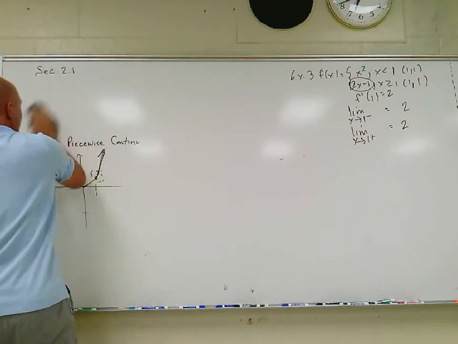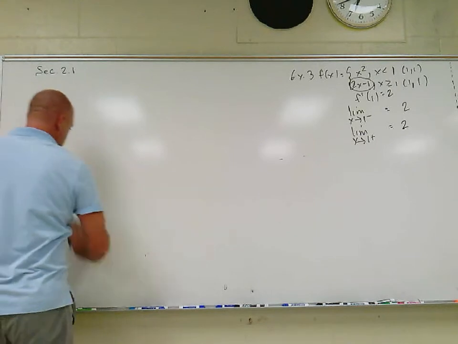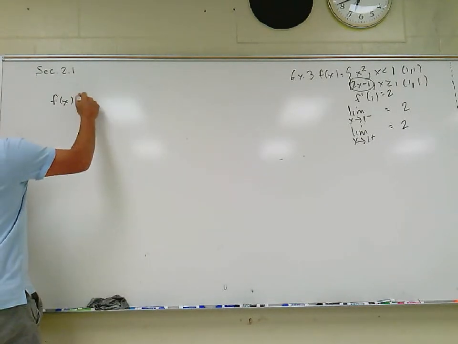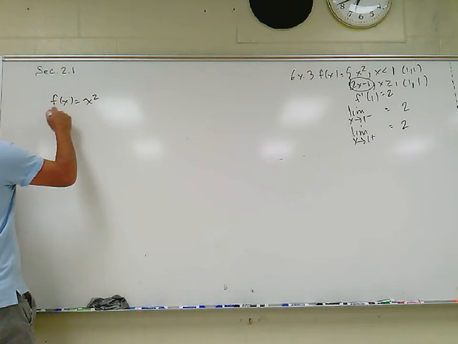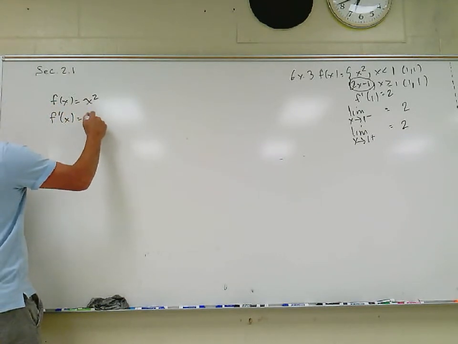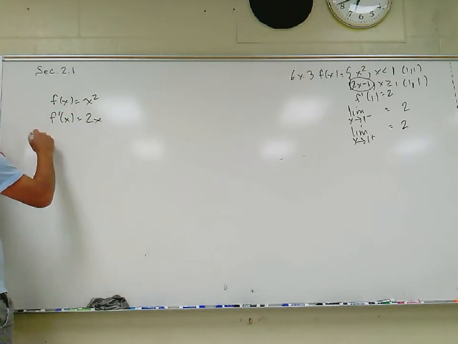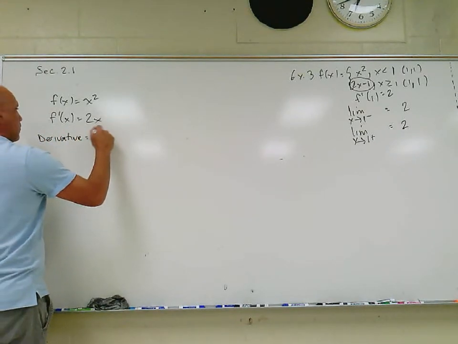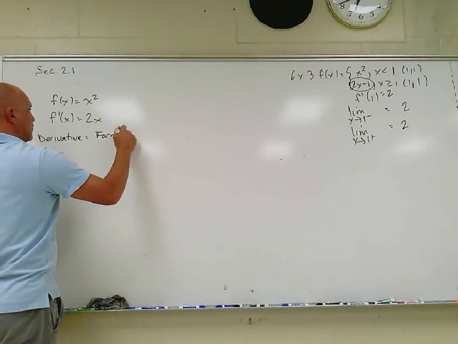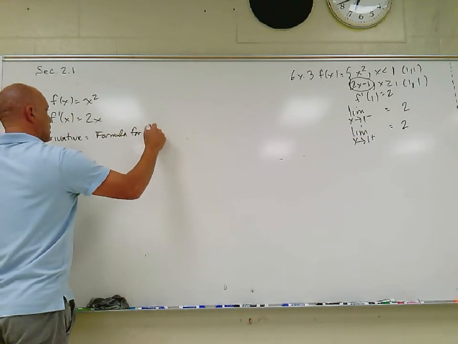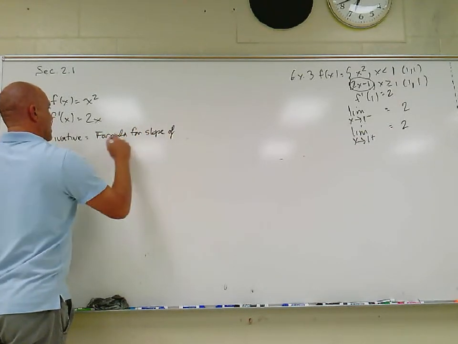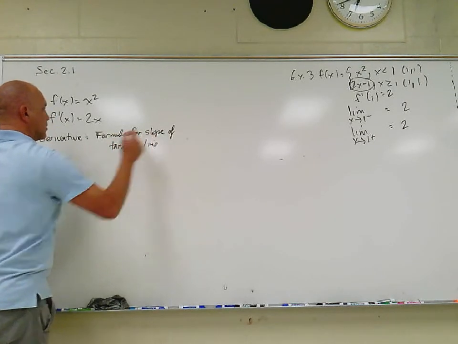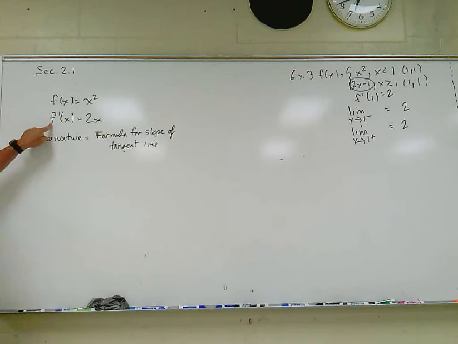All right, so now the last thing I want to do is just go over some terminology. So if say our function is x squared, one way to write the derivative is this, f prime of x. That means the derivative, and the derivative, remember, stands for formula for slope of tangent line. I want to give you all the notations right now that we would use, okay? So that's one notation, we use f prime.